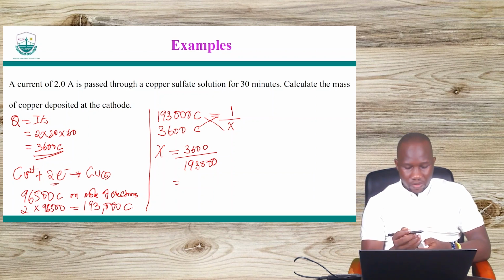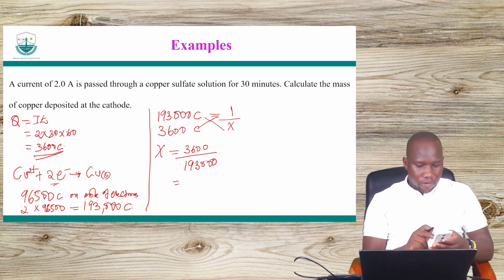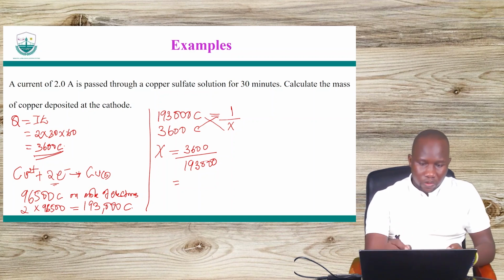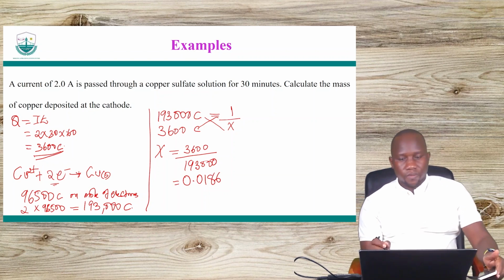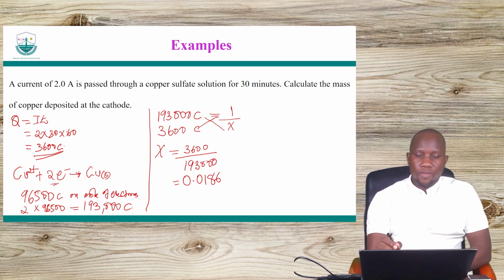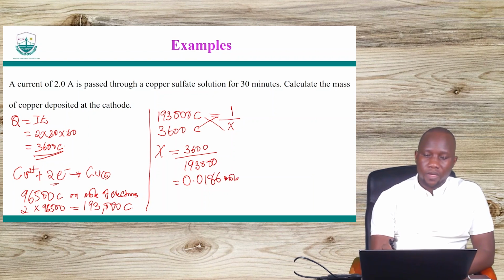So we go to our calculation, 3600 divided by 193, the 3 zeros, so you get 0.0186. Okay, so these are the moles.